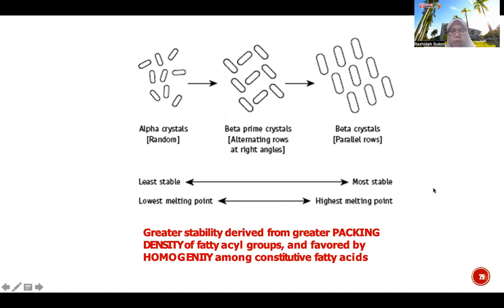Okay, the greater stability is derived from greater packing density. The one that packs very closely to one another, the one arranged parallel like the beta crystal, is more dense in fatty acid groups and favored by homogeneity. Homogeneity means there is no mixture between beta prime and alpha. It is homogeneous, one type of crystal. So this will give the greatest stability.